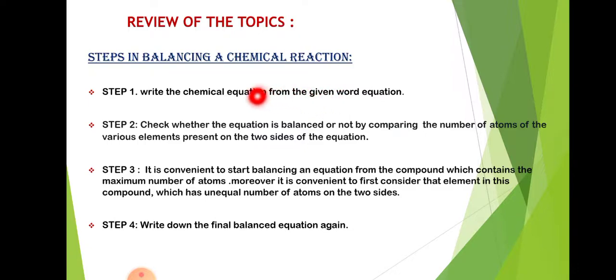First of all, if it is given in a word equation, you have to convert that into a chemical equation. After that you have to check whether the equation is balanced or not. If it is not balanced, then you have to compare the number of atoms of various elements present on the two sides of the equation. You have to see the reactant side and also the product side.